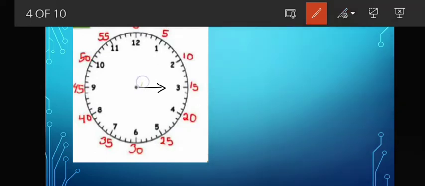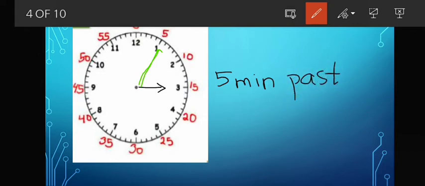the minute hand is at 1's place. So what does that mean? We will say 5 minutes past 3. Why?